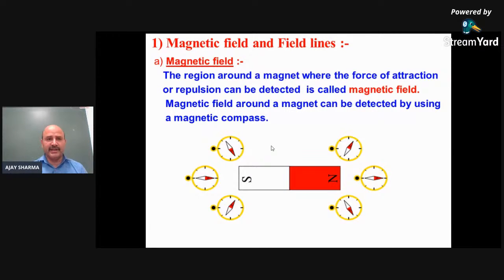So as it is clear, you can see here, the magnetic field around a magnet can be detected by using a magnetic compass needle. All of you are aware of what a compass needle is. A magnetic compass needle itself is a magnet. It's a small magnet having north and south polarity. As it is clear in the diagram itself, one polarity which is mentioned in red is the north pole and the other one is the south pole. So if we want to detect a magnetic field, we need to make use of a magnetic compass needle.